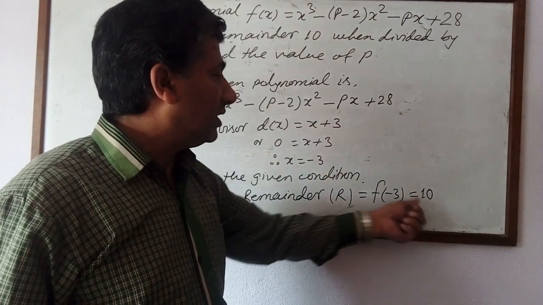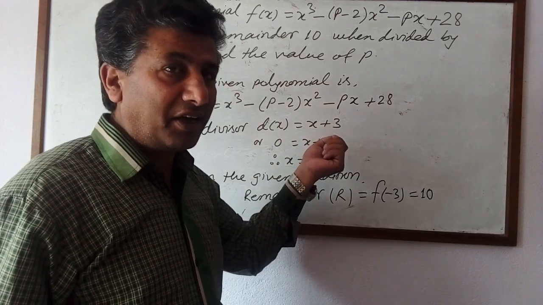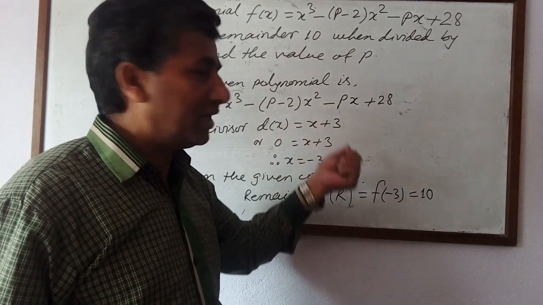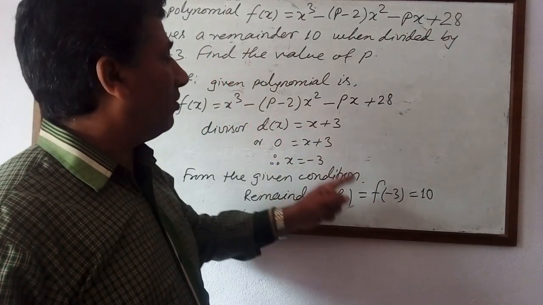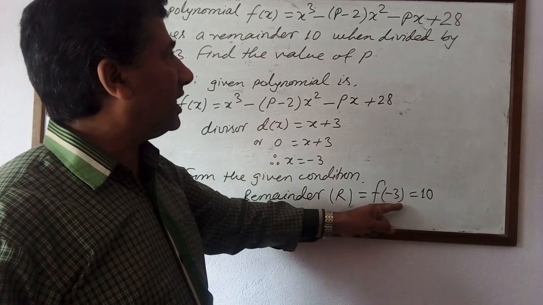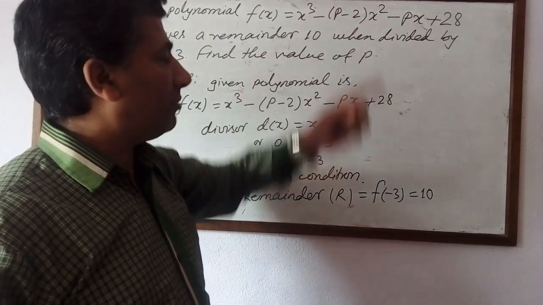Remainder 10 means this x plus 3 is not a factor. Understand this also, because the remainder is not 0. So x plus 3 is not a factor. Now in this case we have to find the value of p. What is the value of p?